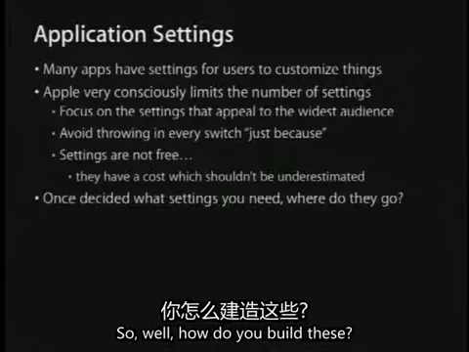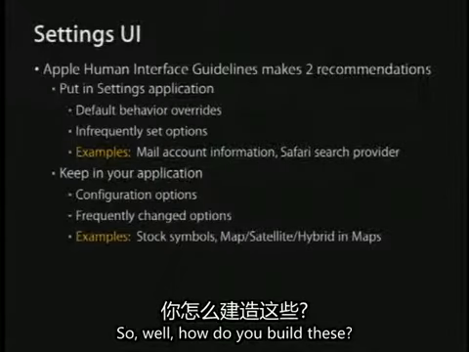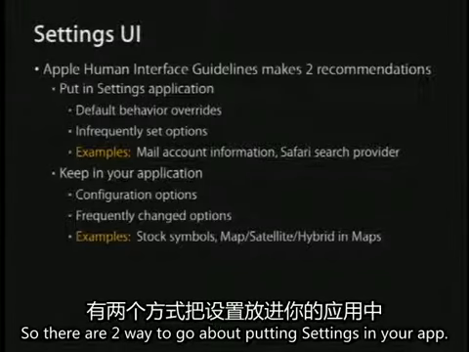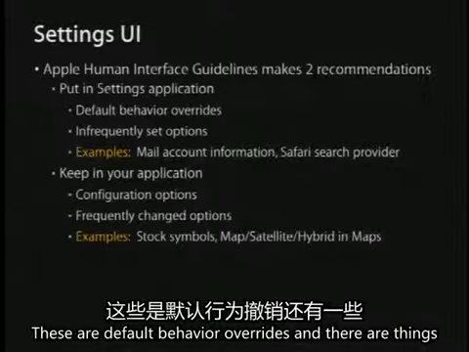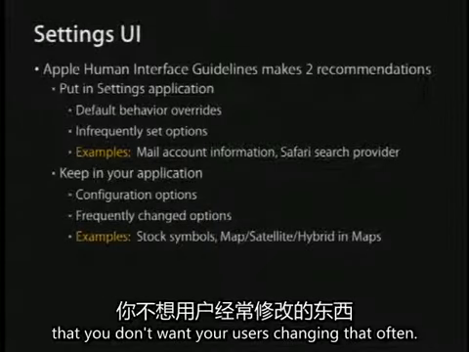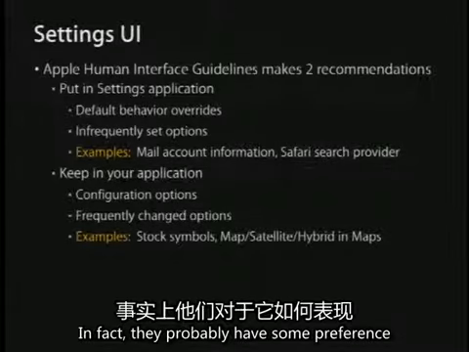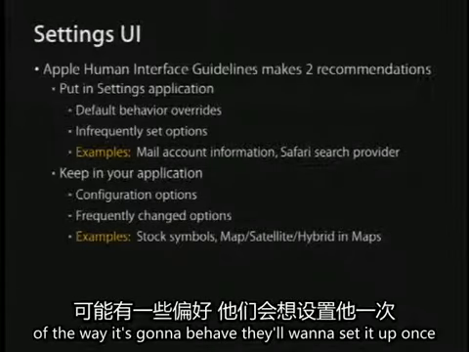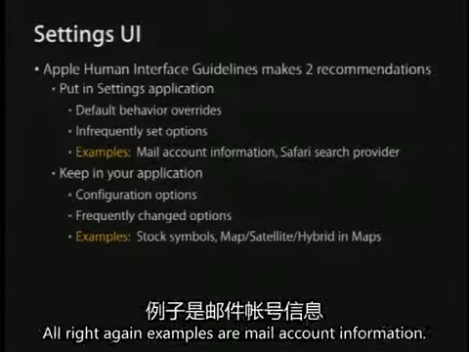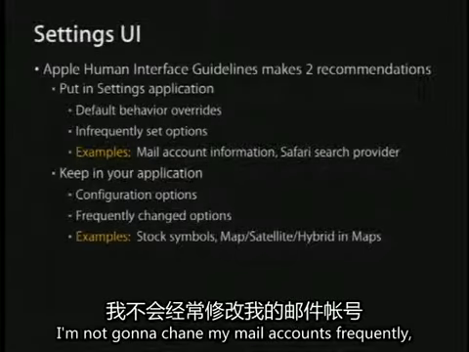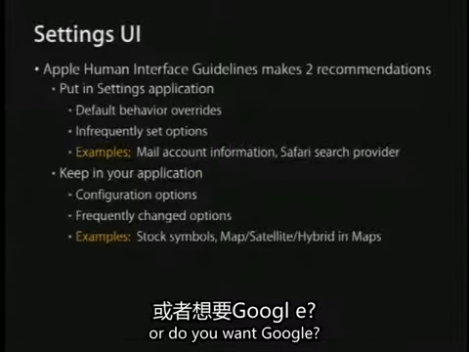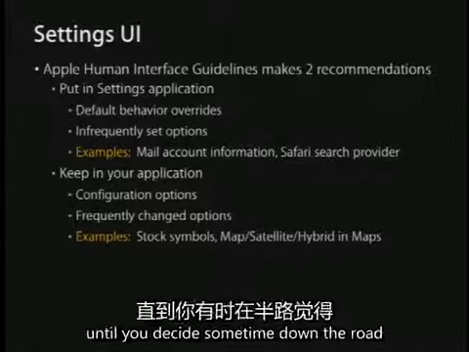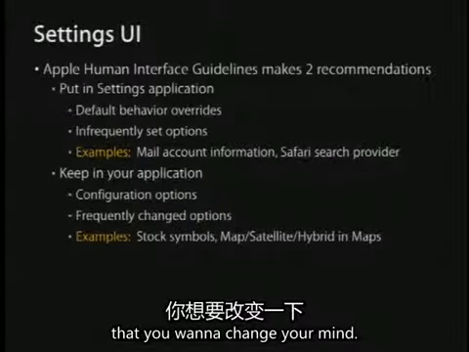Well, how do you build these, right? There are two ways to go about putting settings in your app. Number one is to put it in the Settings app. These are default behavior overrides, and they're things that you don't want your users changing that often. In fact, they probably have some preference of the way it's going to behave. They'll want to set it up once and leave it that way. Examples are mail account information, right? I'm not going to change my mail accounts frequently. And Safari search, well, do you want Yahoo or do you want Google? You choose once, and it's that way until you decide sometime down the road you want to change your mind.